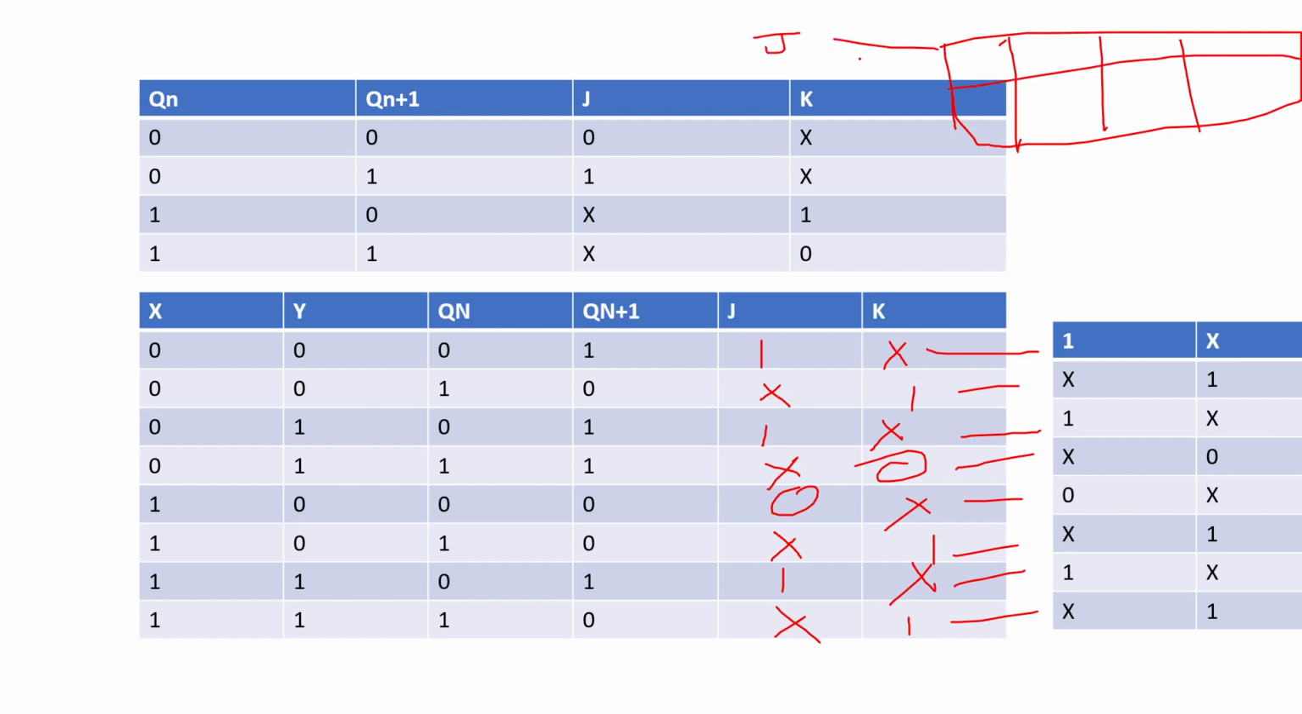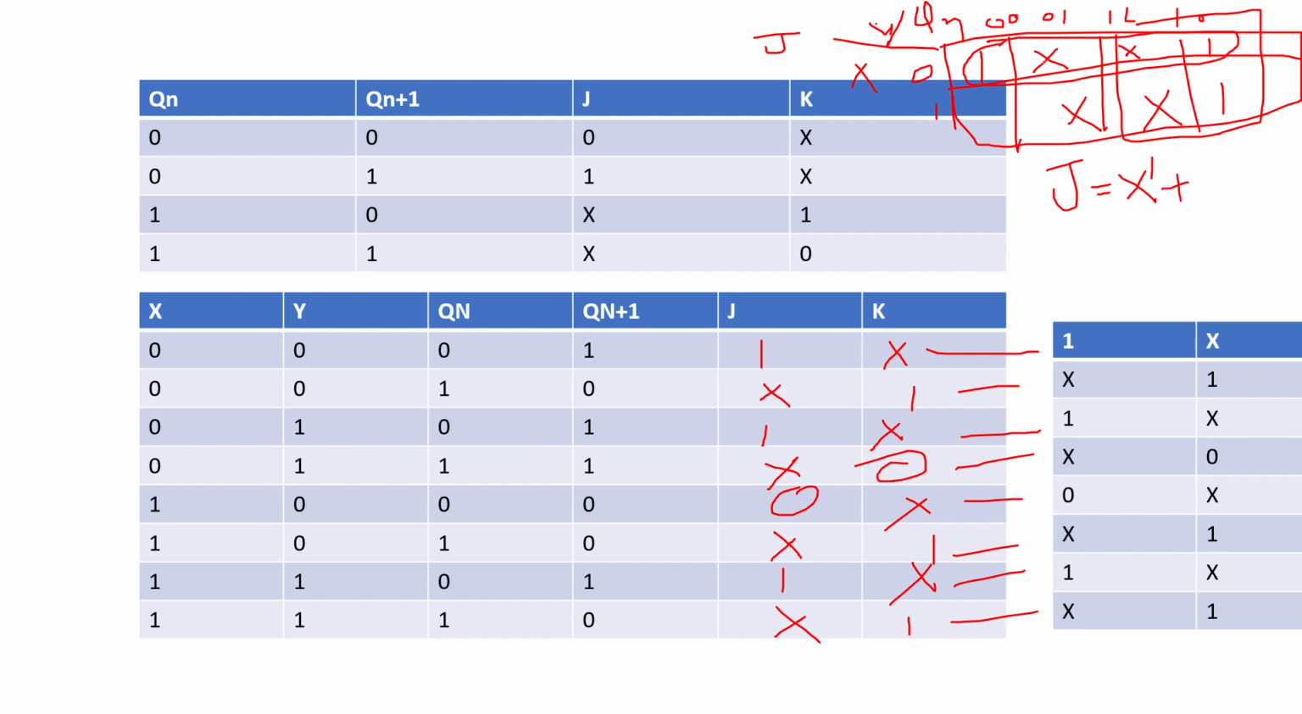For J, here I have x, y, and Qn. So it's 0 0 0 1 1 1 1 0 0 1. So it's 1, x, x, 1, then 0, then x, 1, x. So you can make this chord and you can make this chord. So J is equal to x bar plus y.